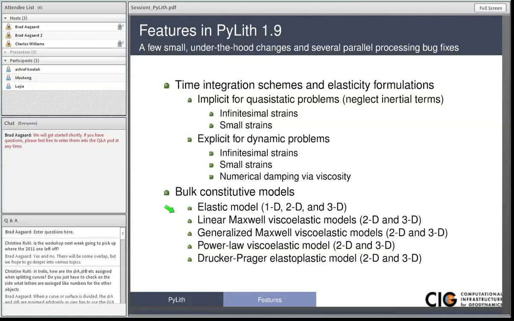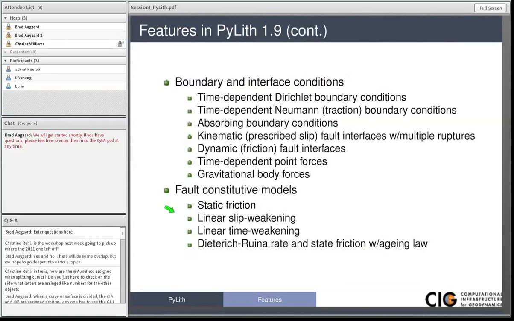There are a number of bulk constitutive models. There are the elastic models in 1D, 2D, and 3D. And in both 2D and 3D, we have linear Maxwell viscoelastic models, generalized Maxwell viscoelastic models made up of 3 Maxwell elements, a power law viscoelastic model, and a Drucker-Prager elastoplastic model. In terms of boundary conditions and interface conditions, we have time-dependent Dirichlet and Neumann, or traction, boundary conditions. We have the absorbing boundary conditions.